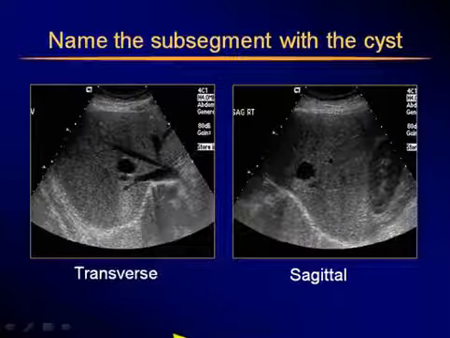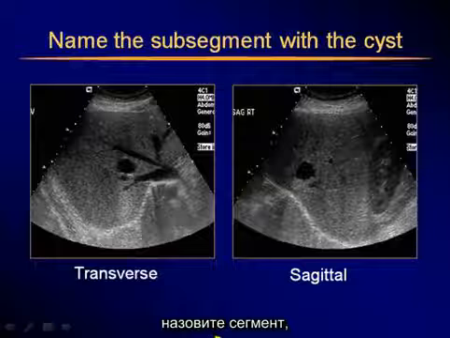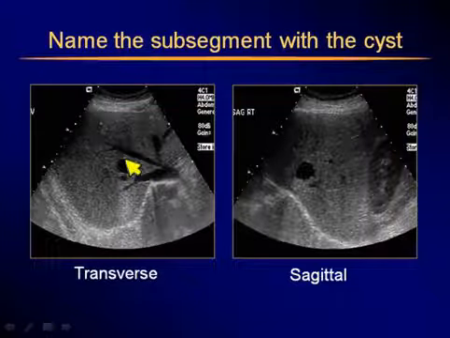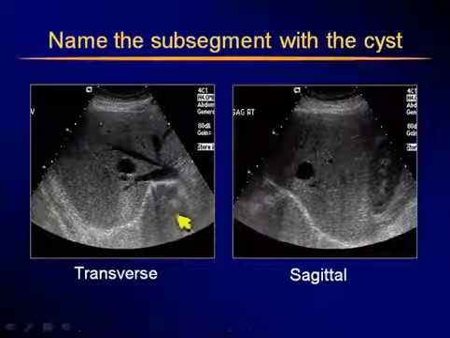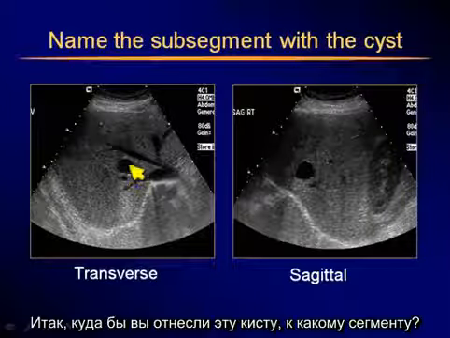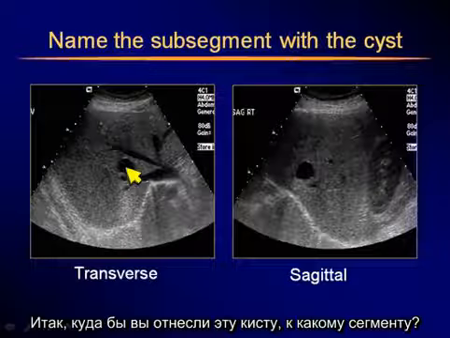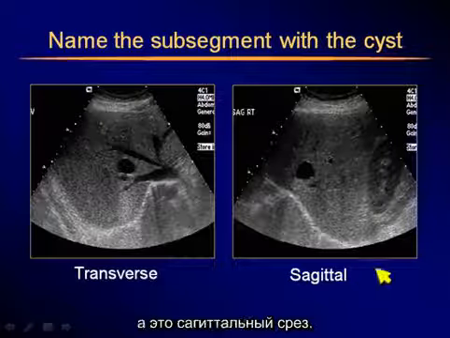So here's a little quiz. Name the subsegment with the cyst. Okay, this is a transverse scan of the liver. So where would you place this cyst? What subsegment? This is transverse, and here's a sagittal scan.